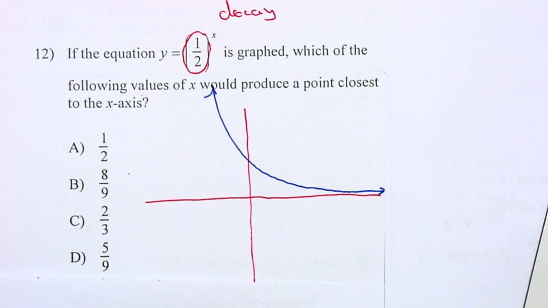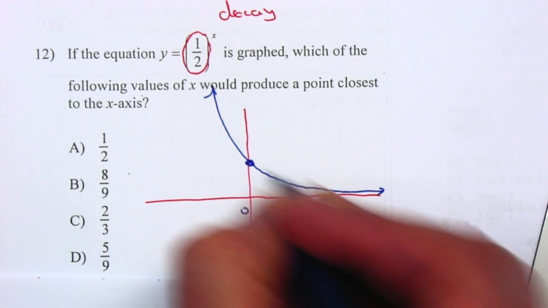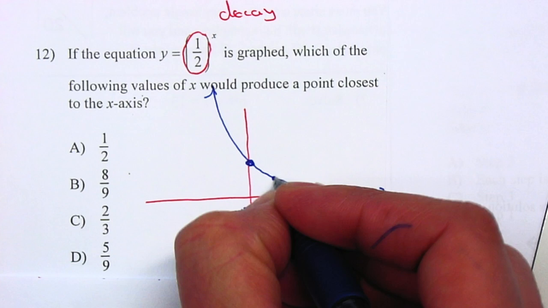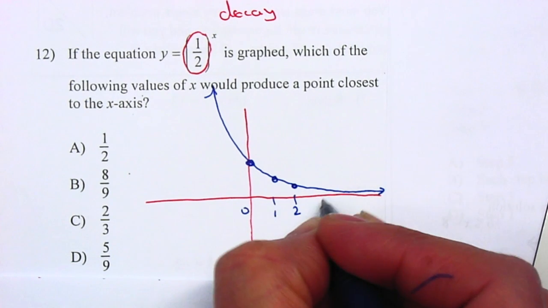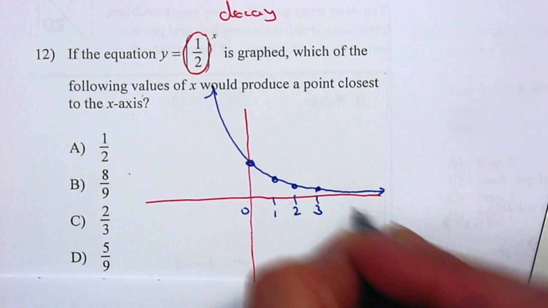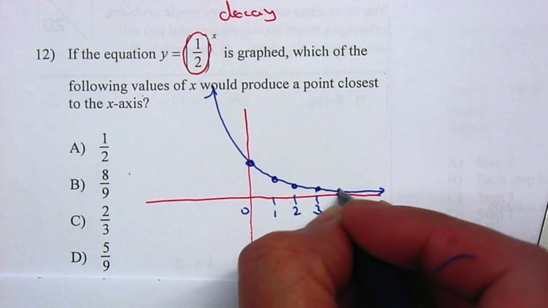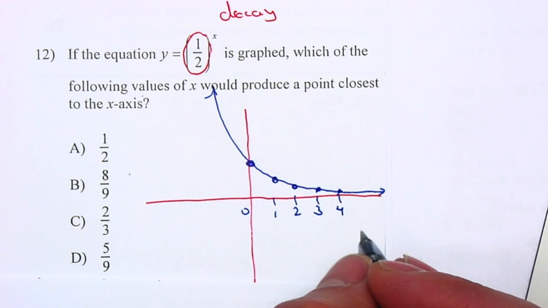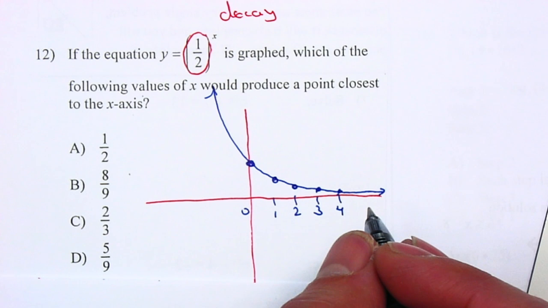Now let's analyze the graph. If you plug in a 0, it'll give you this point here. If you plug in a 1, it gives you this point. If you plug in a 2, it gives you this point. Plug in a 3, it gives you this point. Plug in a 4, it gives you this point. So which one will produce a point closest to the x-axis?